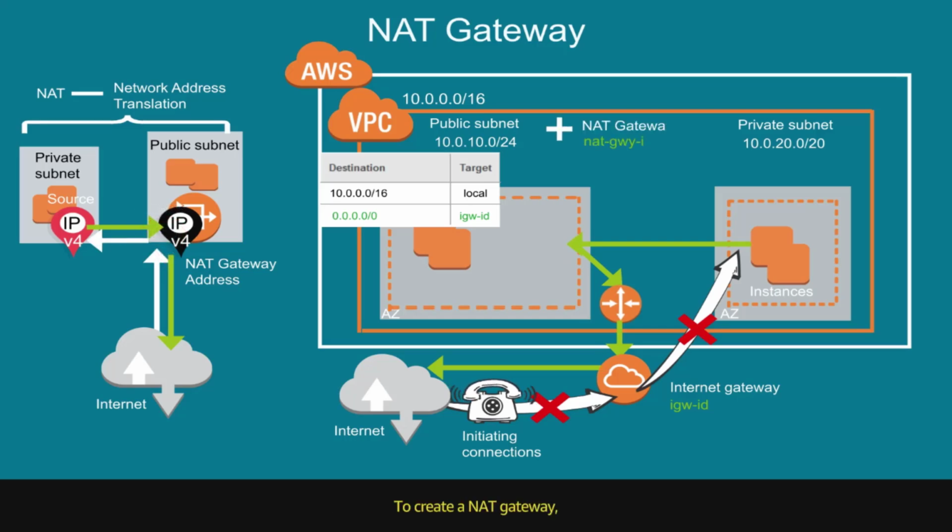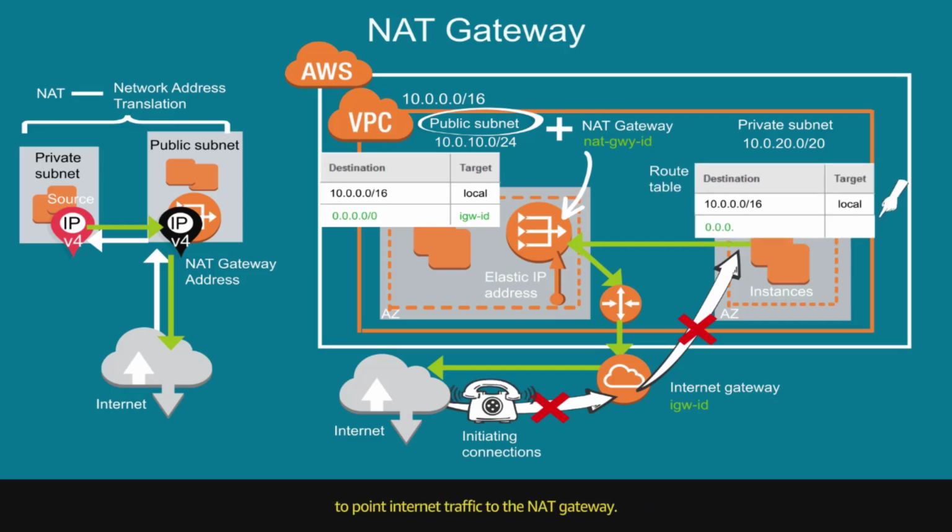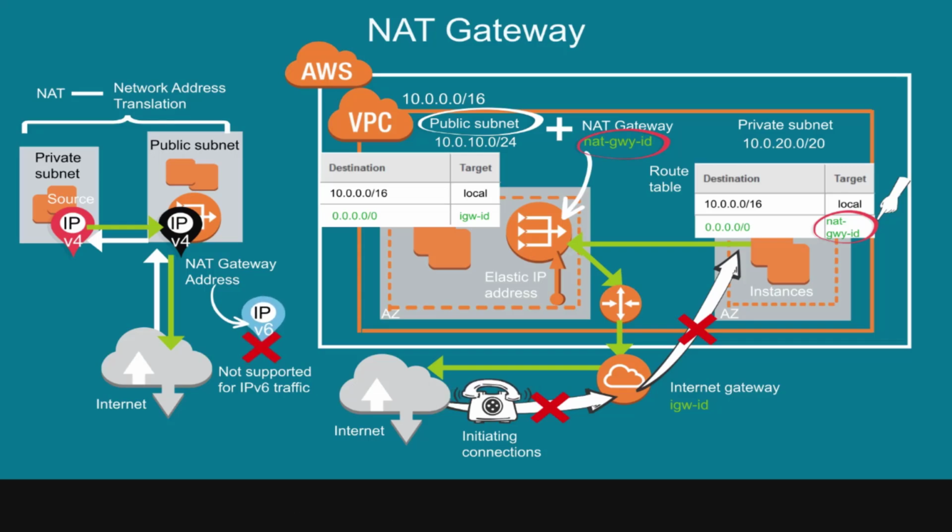To create a NAT gateway, you must specify the public subnet in which the NAT gateway should reside. You must also specify an elastic IP address to associate with the NAT gateway when you create it. After you've created a NAT gateway, you must update your route table for your private subnet to point internet traffic to the NAT gateway. Note that NAT gateways are not supported for IPv6 traffic.